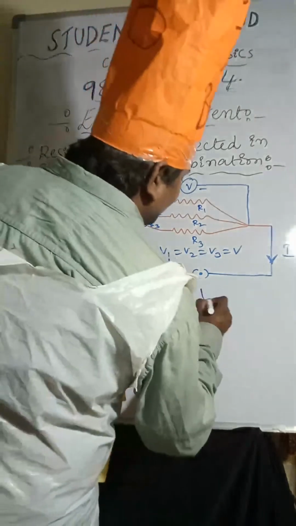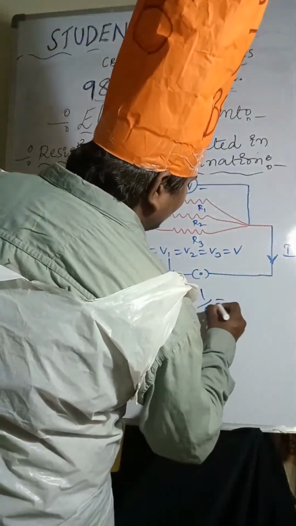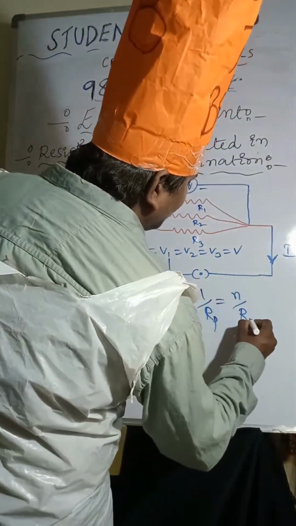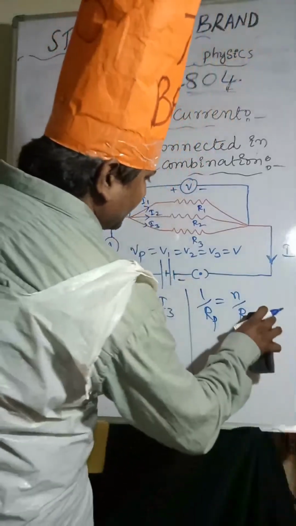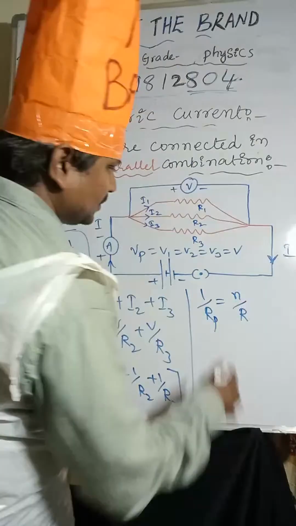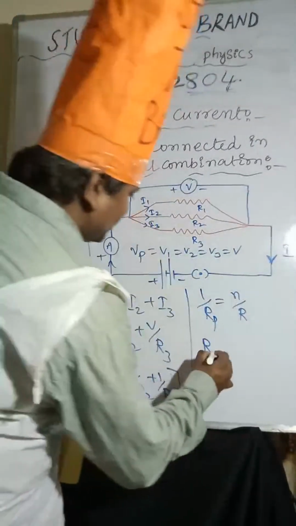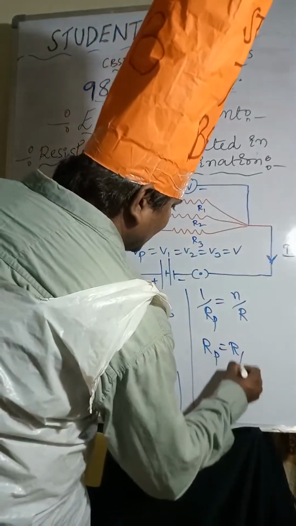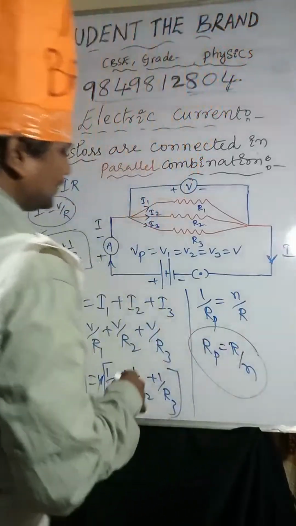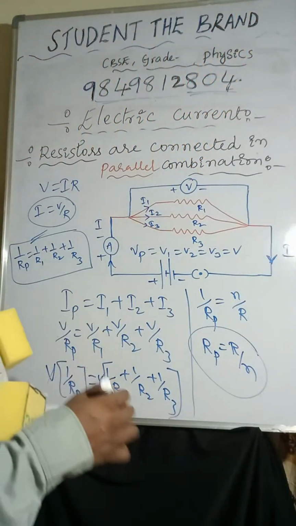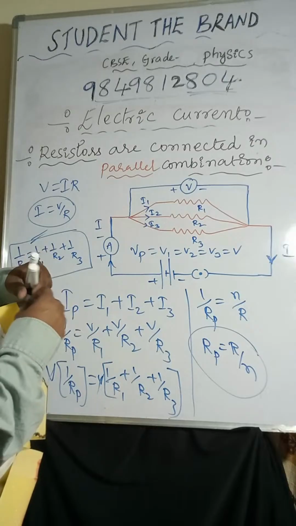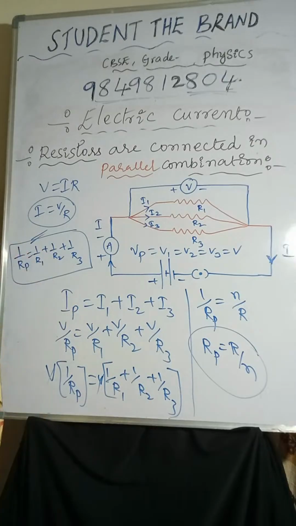If n number of resistors are connected in parallel combination, 1 by Rp equal to n by R, so Rp equal to R by n. This is the formula. Just check once. Understood? I hope it is very clear.